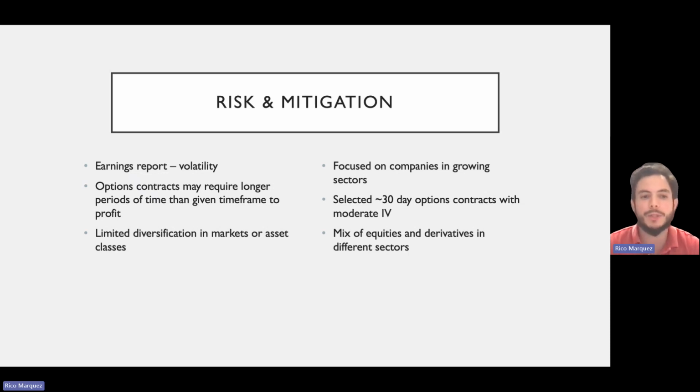My positions weren't widely diversified, but there was a bit of diversification across where I was positioned, as far as the stocks and options that I chose for the companies. So we had a mix of both asset classes, using equities and derivatives, but also a mix of sectors that we were positioned in.